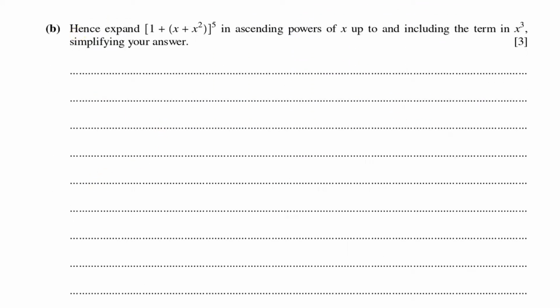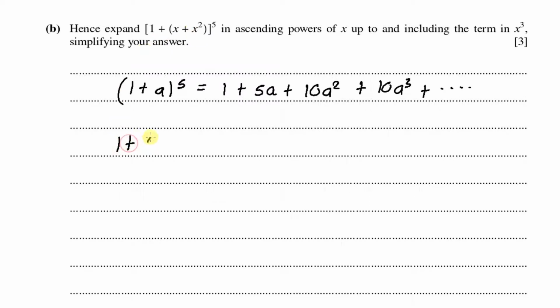So that was 1 plus a to the power of 5, and it came out to be this. So we want to make use of the same expansion, because if you can notice, when we have 1 plus x squared to the power of 5, apparently you can see that a has been replaced by x plus x squared, but the binomial expansion is the same. So I'm going to substitute x plus x squared for a in this expansion.